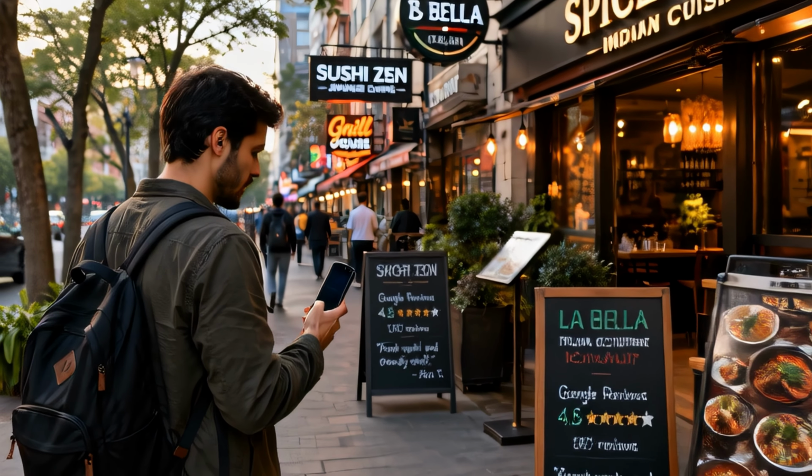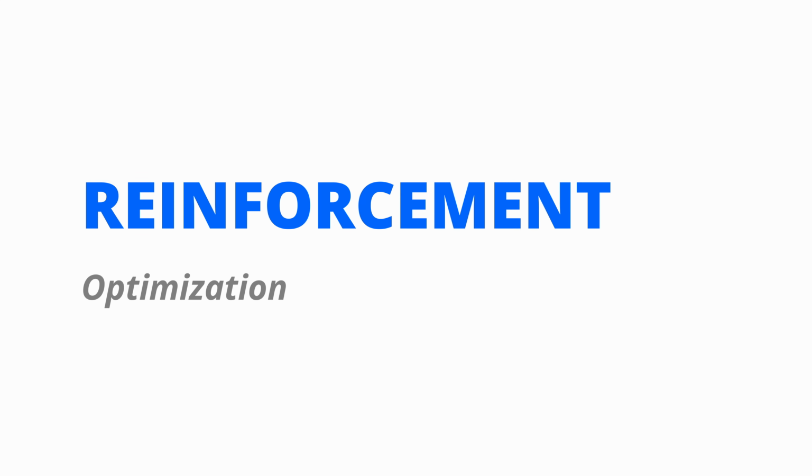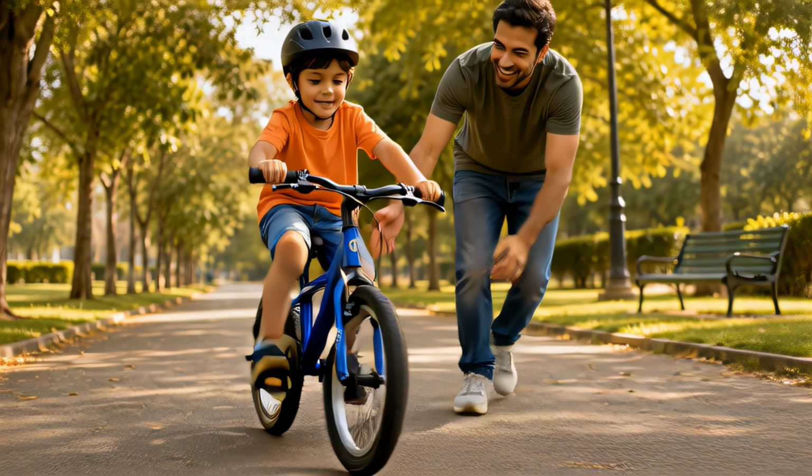Instead of trying everything, it makes smart guesses. Each result helps it make an even better decision. Bayesian optimization is used in tuning large AI models or designing drugs where running tests can be slow, costly, or risky. Reinforcement optimization. Think about the first time you learned to ride a bicycle.